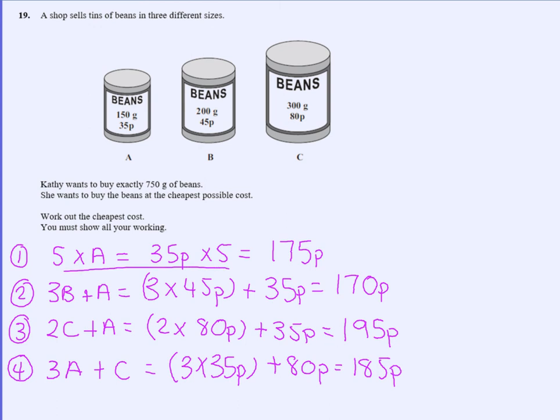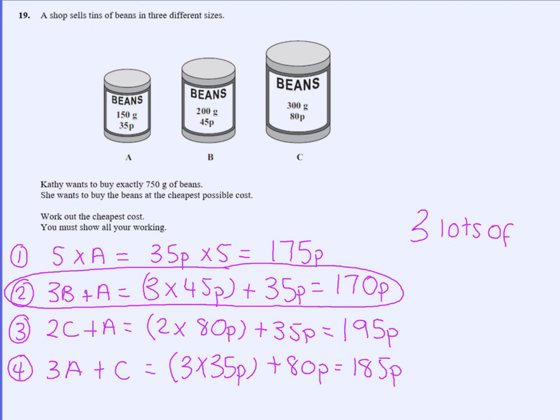Therefore, the cheapest option would be option 2, and that would be to get 3 lots of B and 1 lot of A. And this would cost £1.70 or 170 pence.